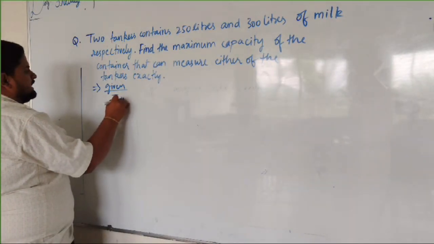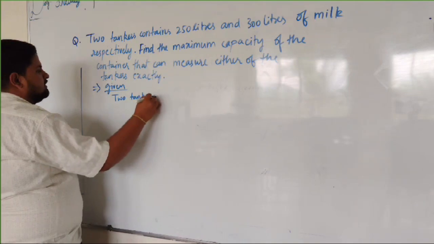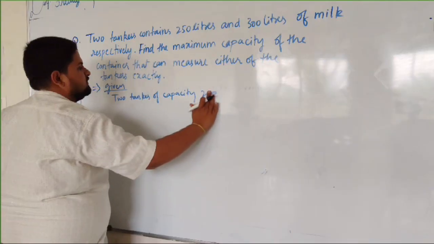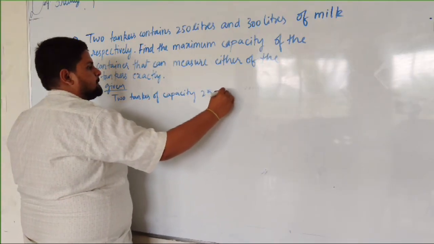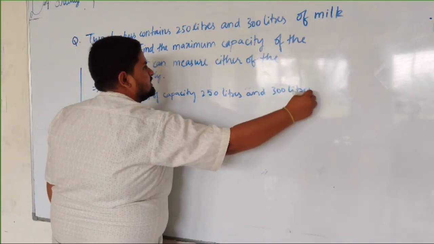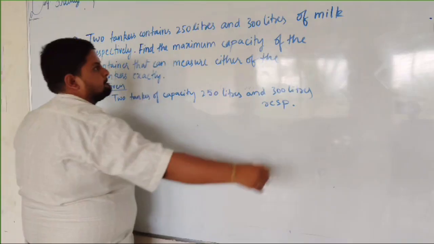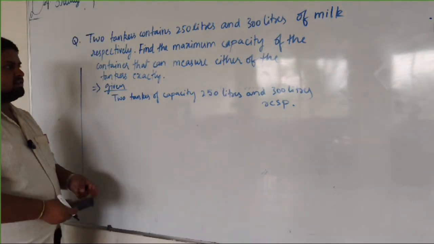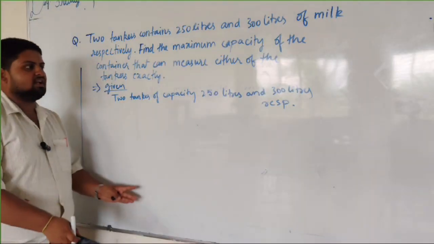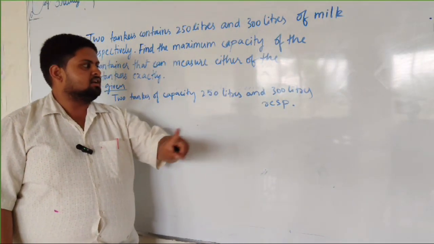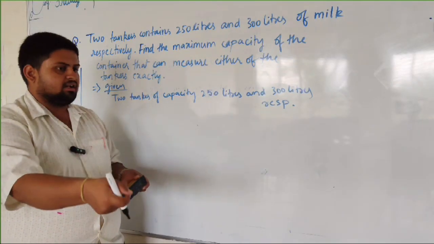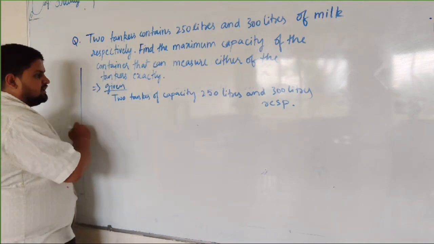Given there are two tankers of capacity 250 liters and 300 liters respectively. So we have to find the maximum capacity of the container that can measure 250 liters and 300 liters exactly. So for this we'll find the HCF of it.